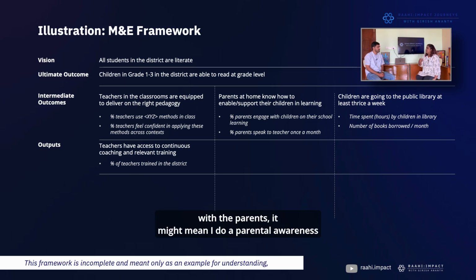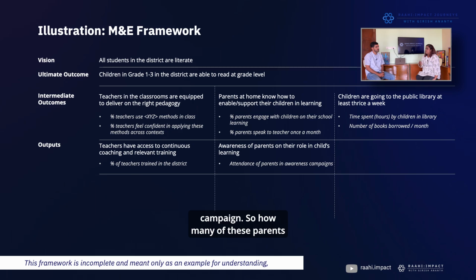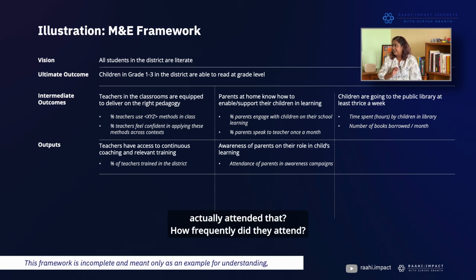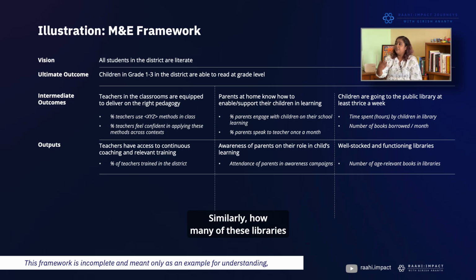Similarly, with the parents, it might mean I do a parental awareness campaign. So how many of these parents actually attended that? How frequently did they attend? Similarly here, how many of these libraries have the books that the children actually need? So these are all the kind of immediate results of the program.